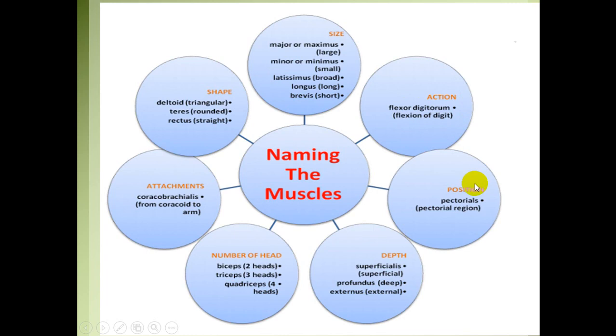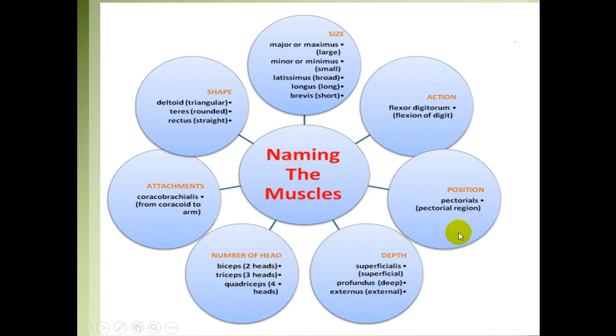Then according to position, they are named according to the region where they are present. For example, the muscles present in the pectoral region are known as pectoralis major and minor. Then in the gluteal region, they are called gluteus.